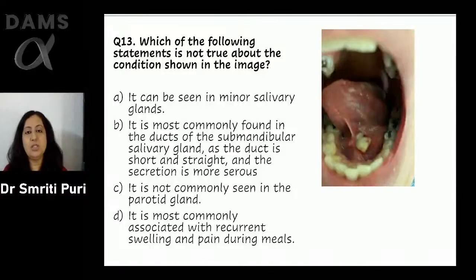Coming on to question 13. Which of the following statements is not true about conditions shown in the image? A. It can be seen in minor salivary glands. B. It is most commonly found in the ducts of submandibular salivary glands as the duct is short and straight and the secretion is more serous. C. It is not commonly seen in parotid gland. D. It is most commonly associated with recurrent swelling and pain during meals. What would be the correct answer here?